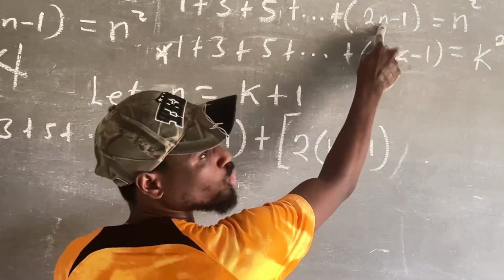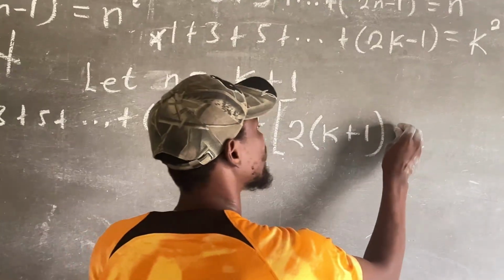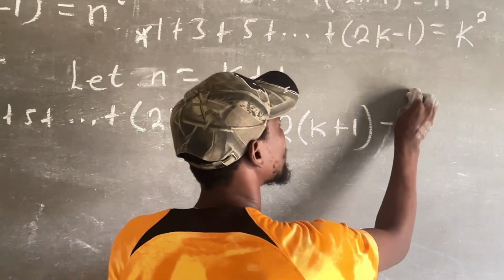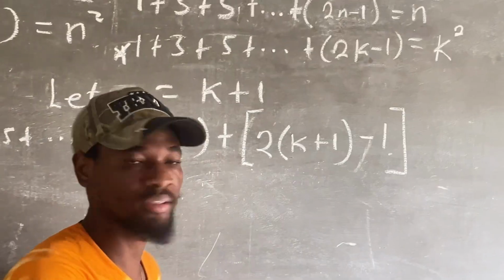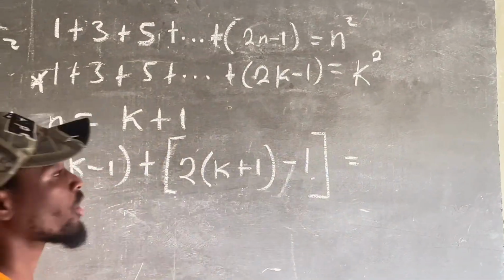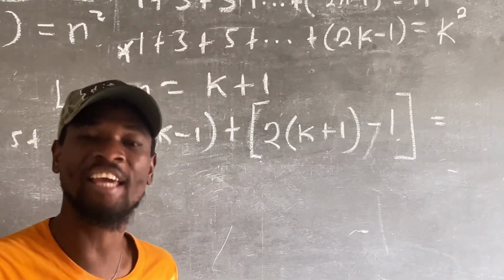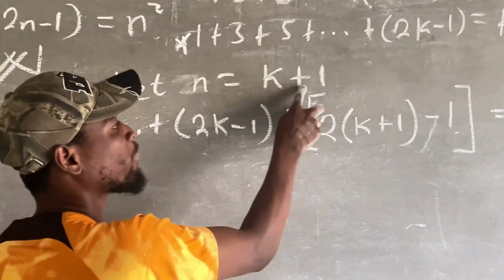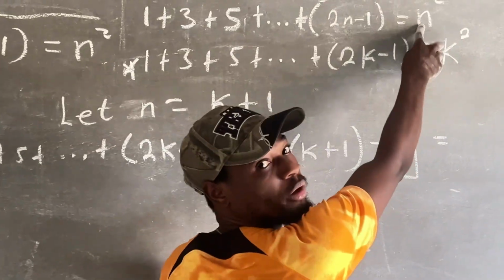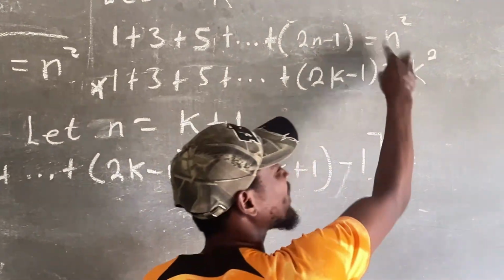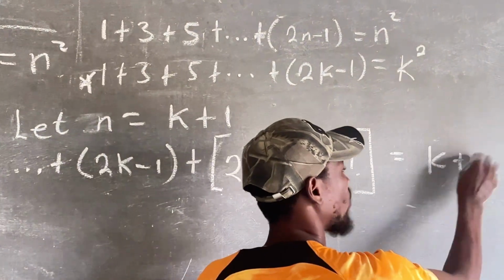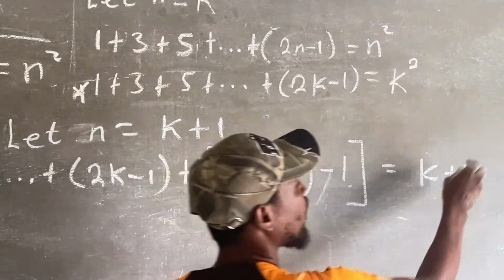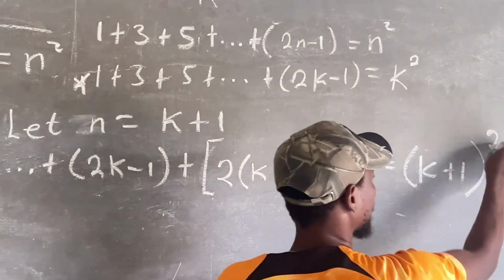2 times k plus 1, then minus 1. So I have minus my 1 this way. As simple as that. Which is equal to, viewers, wherever you see n, you put k plus 1, because n is equal to the expression k plus 1. So we have n here, which is k plus 1, and n has been squared, so I'll also square this.